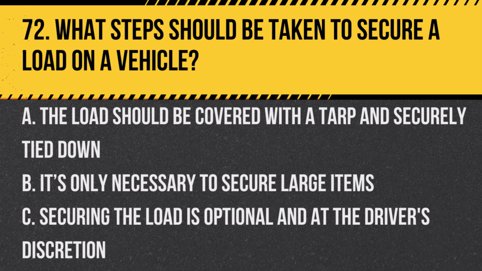Question 72. What steps should be taken to secure a load on a vehicle? A. The load should be covered with a tarp and securely tied down. B. It's only necessary to secure large items. C. Securing the load is optional and at the driver's discretion. Answer: A. The load should be covered with a tarp and securely tied down. This prevents items from falling off and causing hazards.